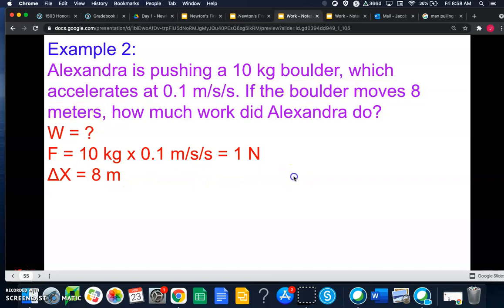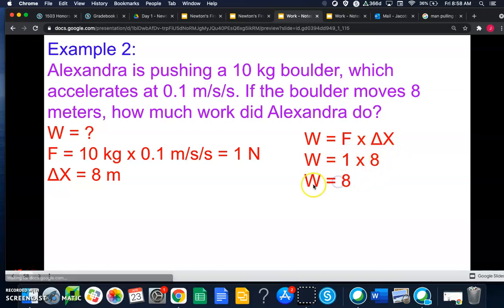Then I'm going to use my formula. Work equals force times change in position. So work equals 1 times 8. Our work is going to equal 8 joules. So the difference with this problem is we actually had to calculate the force. We did that by taking the acceleration times the mass.